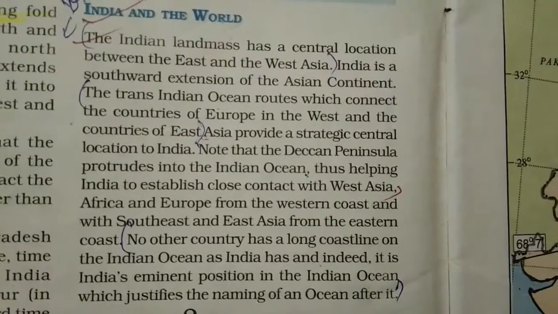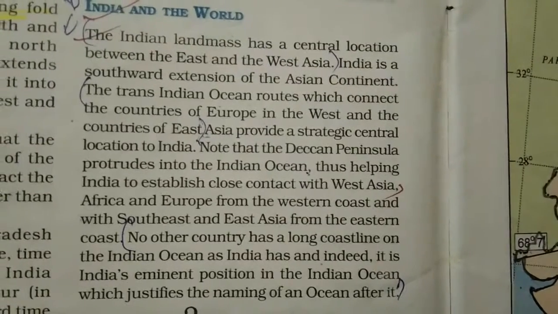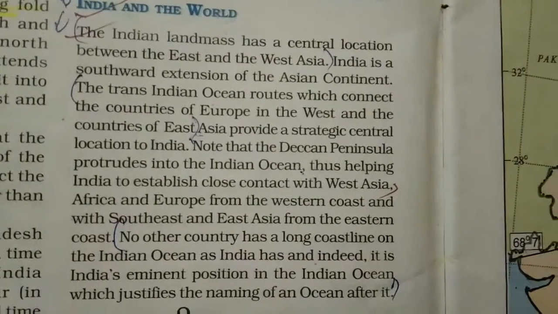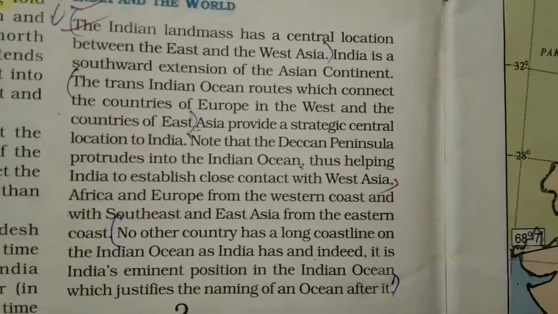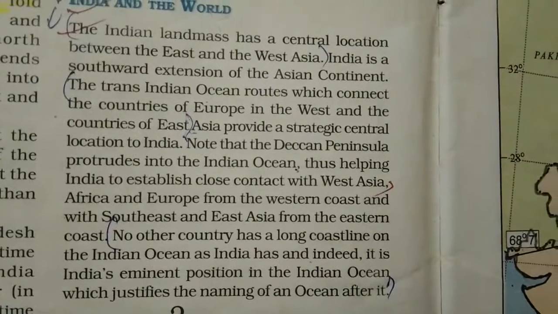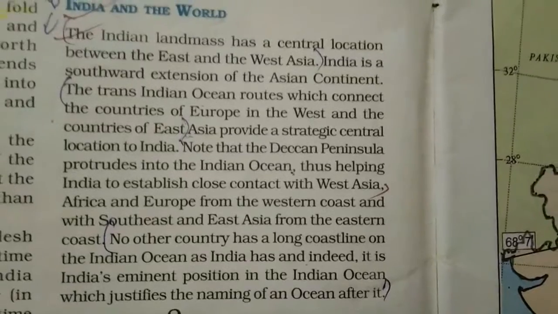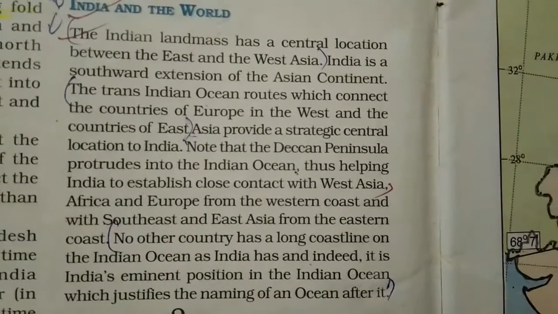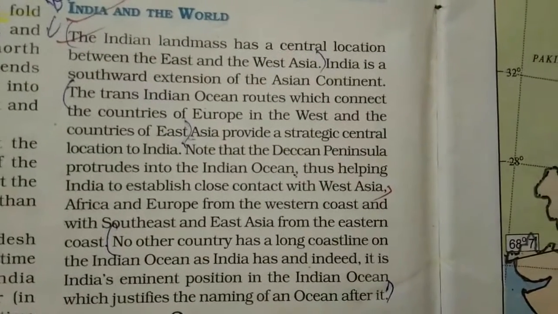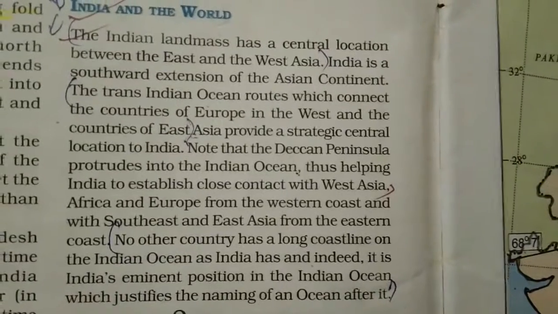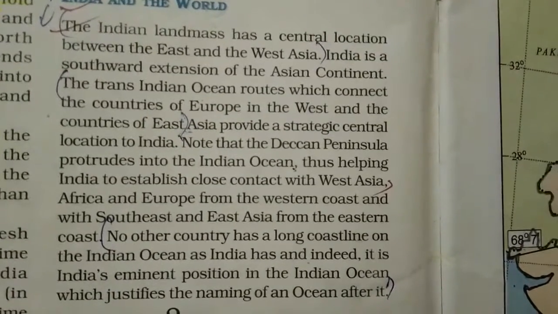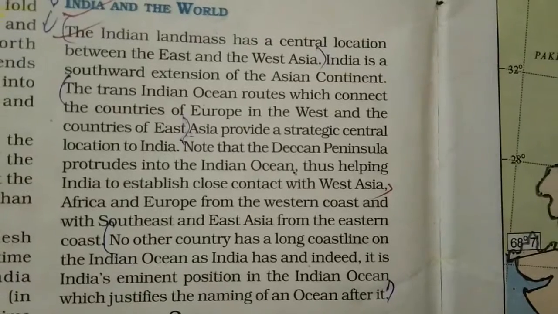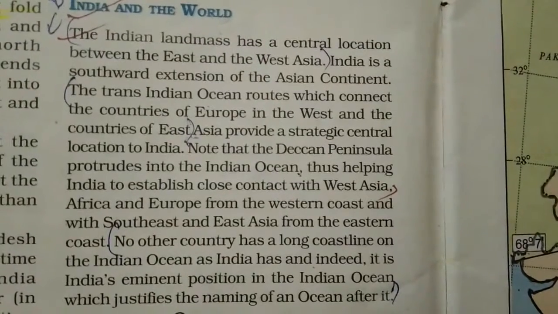I'm not saying anything apart from your book. The only thing is that in the book it is written in a very complicated way, and it is tough to read the lines, so I'm just explaining the lines, or clearing the meaning of the lines. So firstly, once again, I would like to repeat that India has a central location between the East and the West Asia.